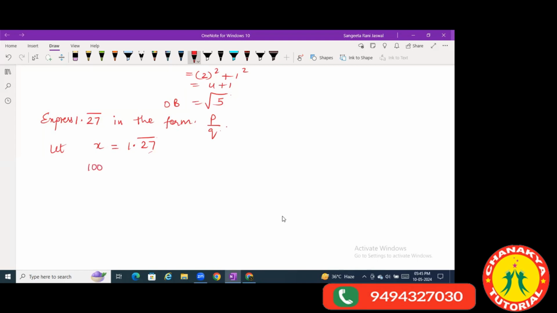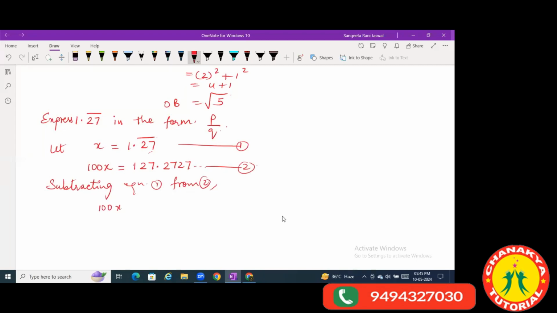If I multiply with 100, my left hand side will become 100x and on the right hand side the decimal point will be shifted 2 places. So this becomes 127.27 repeating, so it will be like this, with the decimal point here. Yes, children? Okay, so let's take this as equation number 1, and we call this equation 2. Now, subtracting equation 1 from equation 2, what do we get?